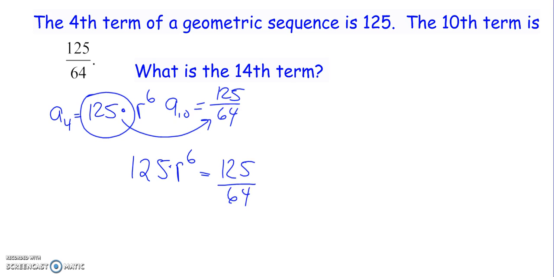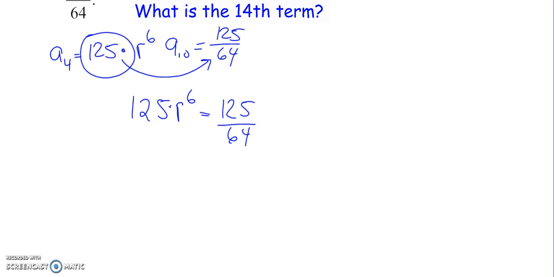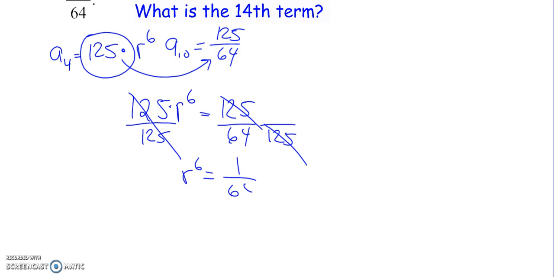So I now have a mathematical equation I could solve for r, and by doing that I divide both sides by 125. When I divide both sides by 125, those 125s cancel, and I'm left with r to the 6th equals 1 over 64. I could take the 6th root of both sides. Now, you could always plug this into a calculator. It will tell you the exact answer is 1/2. You now know that the common ratio is 1/2. If you take 125 and multiply it by 1/2 6 times, you would end up right here at 125 over 64.